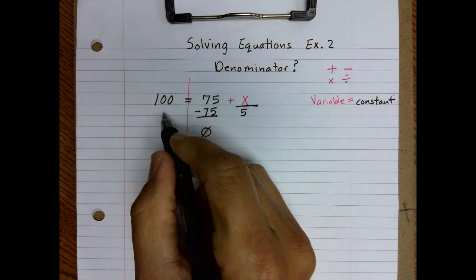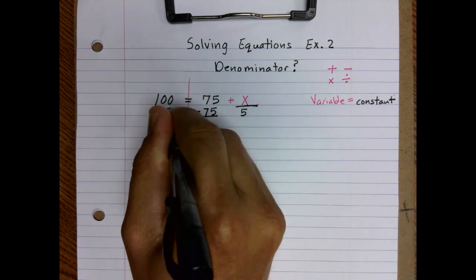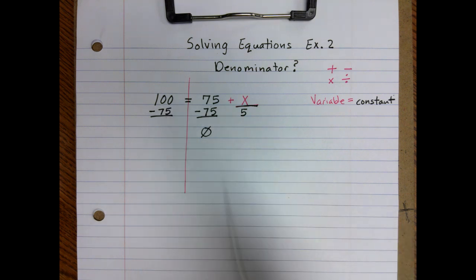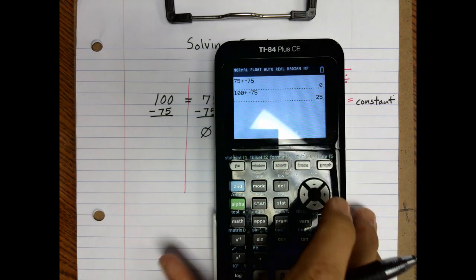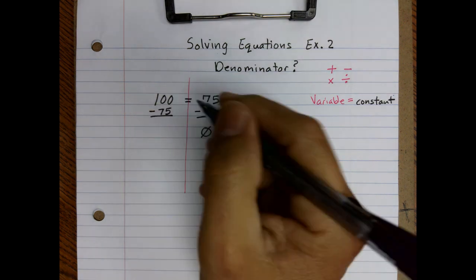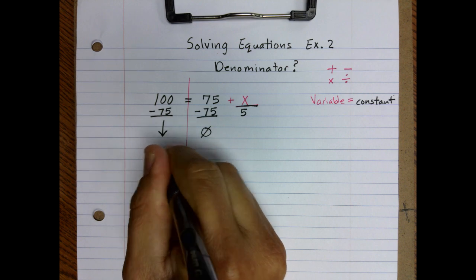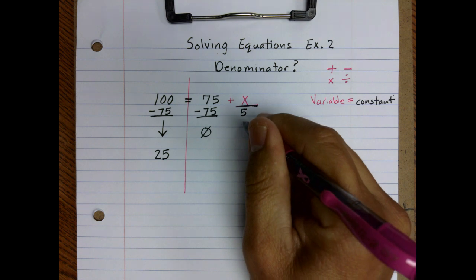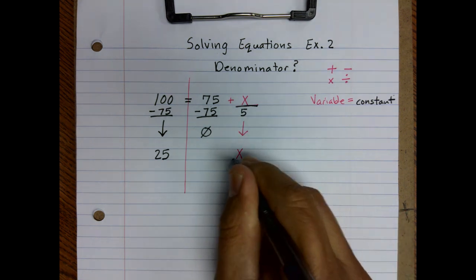And now I need to subtract 75 from the left, because once again, we have to keep this balanced. Anything we do to one side, we have to do to the other side. So I have 100 plus negative 75, and that gives me positive 25. So I'm going to write my positive 25. Now I am going to write it a little bit lower than the 0, because I'm going to bring down my variable that's over here. And we're going to continue working out this problem.